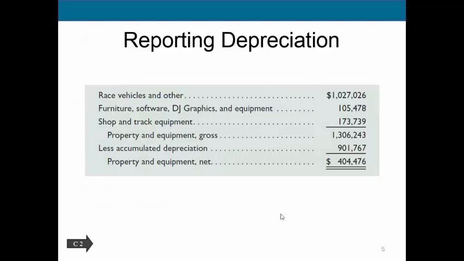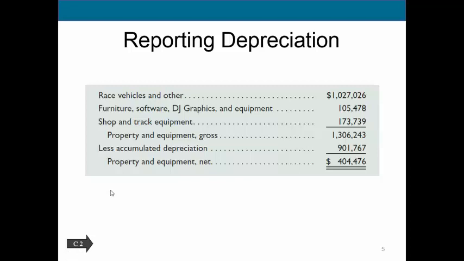A quick note on how we report our depreciation. Reporting depreciation is going to come in 2 places. It's going to be on our balance sheet and on our income statement. On our income statement, it's simply another line item as an expense. But let's look at a snapshot of our balance sheet. This is our balance sheet, and this is the portion of our long-term assets, those assets that are going to last for longer than a year.